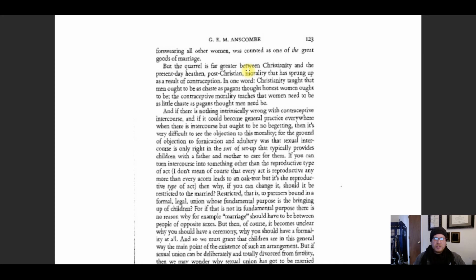In one word, Christianity taught that men ought to be as chaste as pagans thought honest women ought to be. The contraceptive morality teaches that women need to be as little chaste as pagans thought men need to be. What she's getting at is this. In Christianity, it was thought that men and women are to be equally chaste with each other. So in marriage, you don't go off and commit adultery, fornication, and so forth.